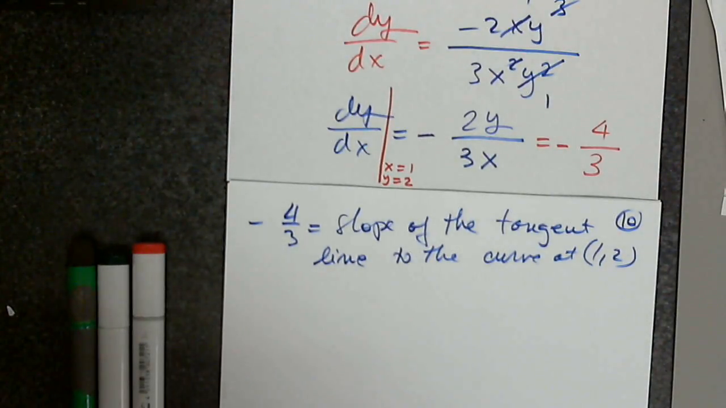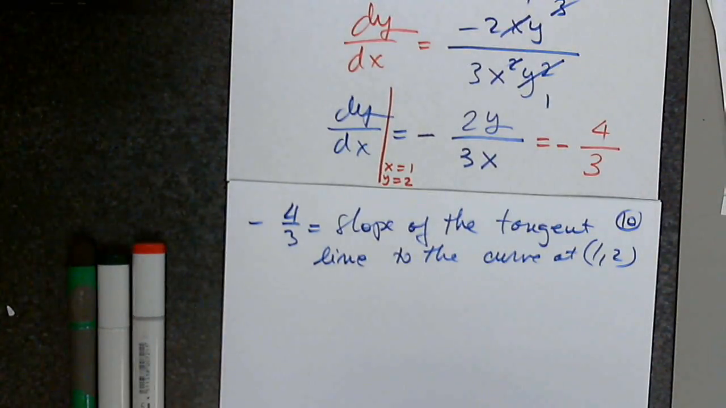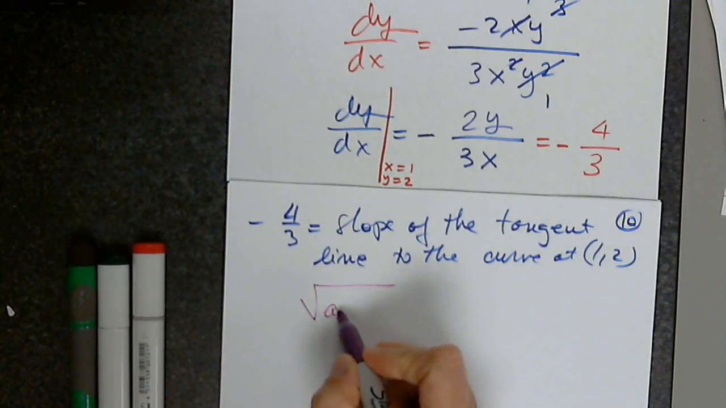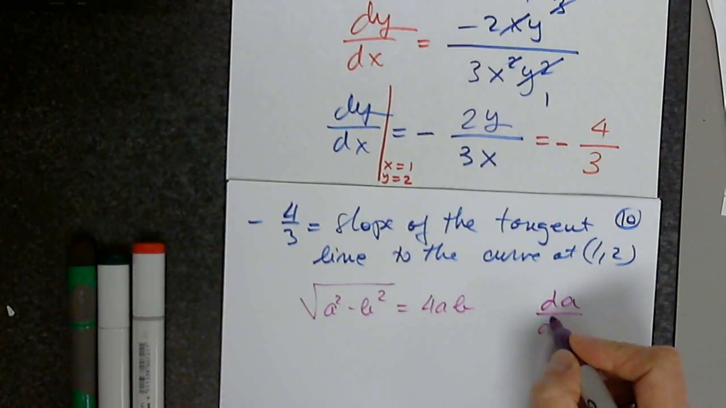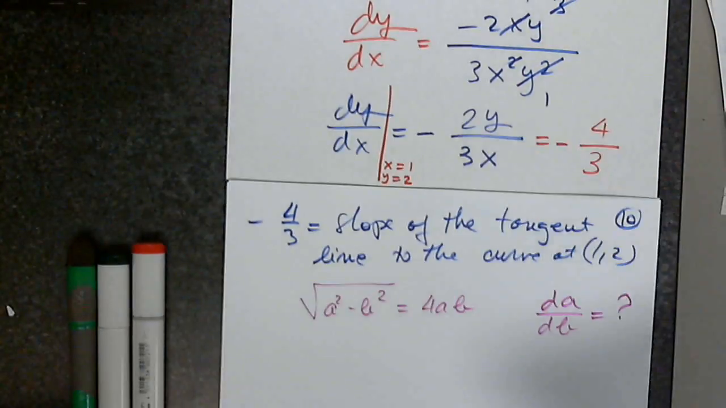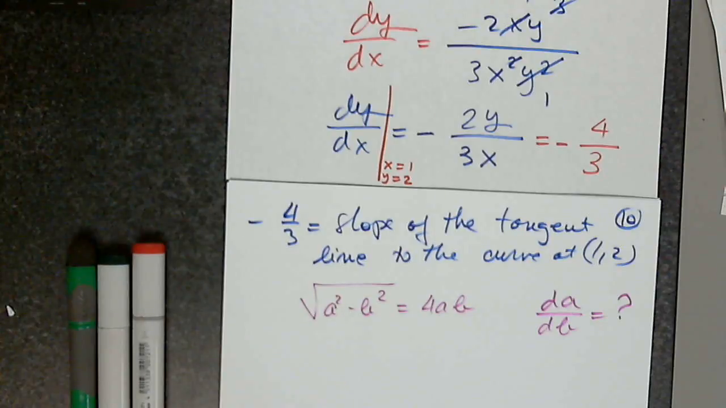Are you feeling a little bit better about implicit differentiation? Okay, so we have the square root of a squared minus b squared equals 4ab. They want us to find dA over dB. What does that mean? When we're asked to find dA over dB, you could say, but you just told us a and b are constants. Right, when I have x and a and b are constants. But when I only have a and b, and I'm asked to find dA over dB, then one is the independent and one is the dependent.